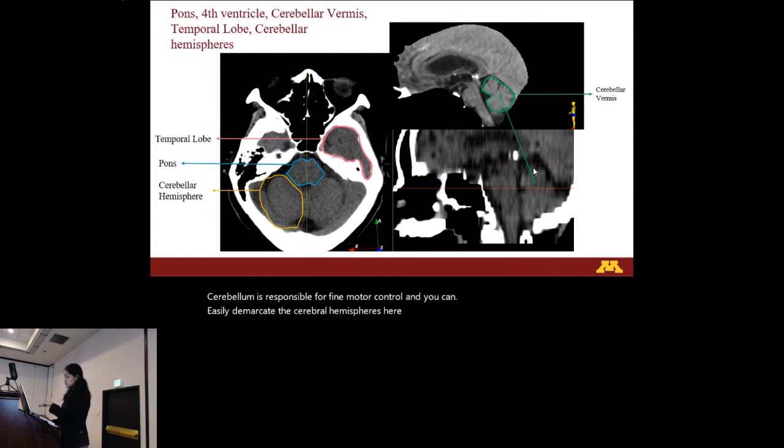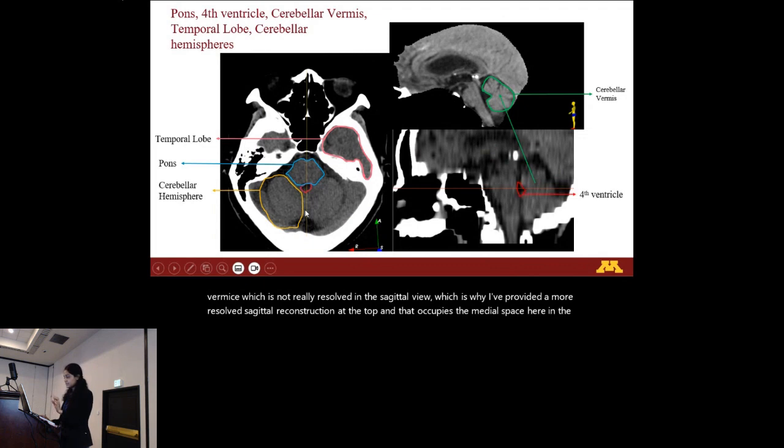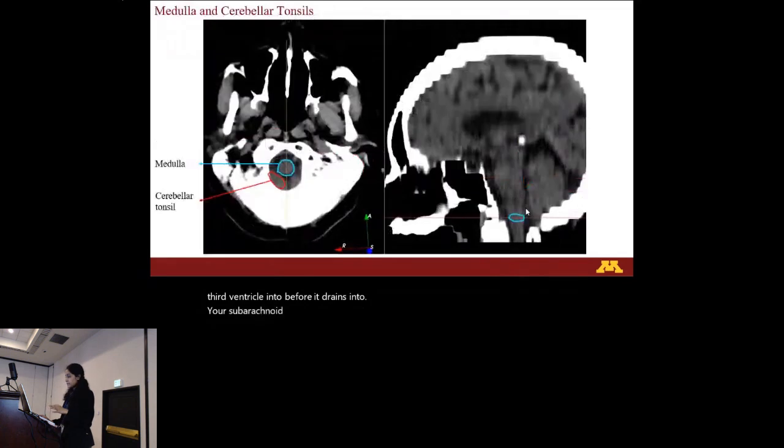And you can also see the cerebellar vermis, which is not really resolved in the sagittal view, which is why I've provided a more resolved sagittal reconstruction at the top. And that occupies the medial space here in the cerebellum. And then you have your fourth ventricle, which is where CSF flows from your third ventricle into before it drains into your subarachnoid space. All right.